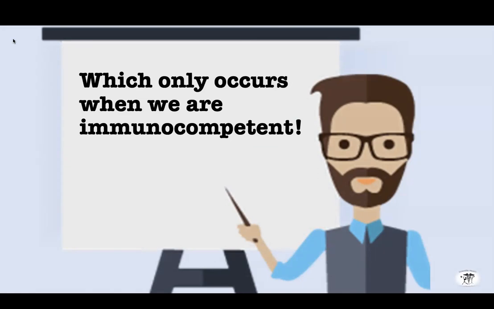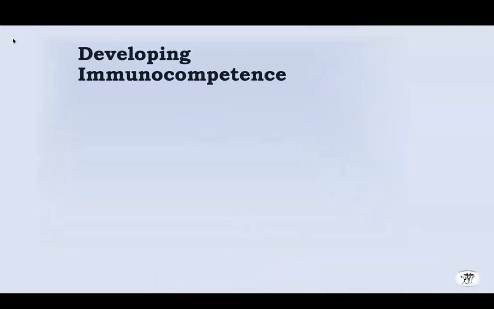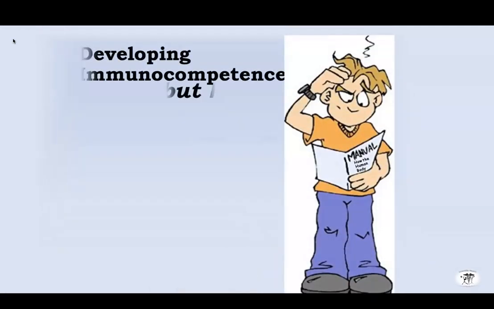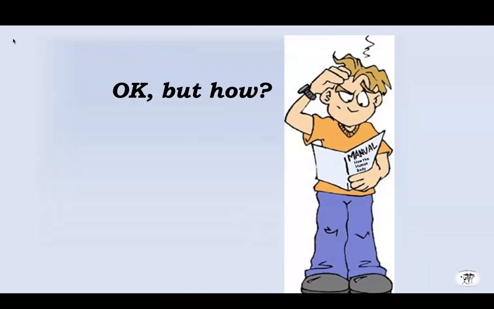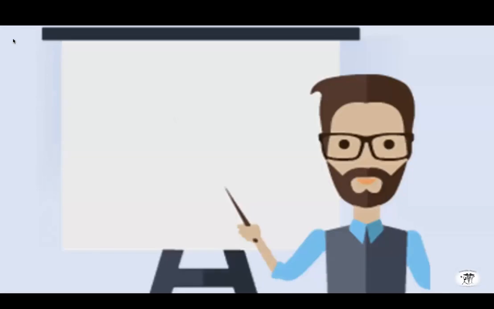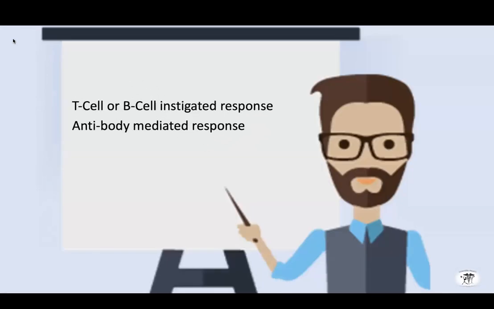And immunocompetence is based off of the ability for distinct cells to do distinct things. And when we're talking about distinct cells doing distinct things, what we're really talking about is T cells and B cells instigating a response and developing an antibody-mediated response to the various things that we might interact with that could make us sick and could make others around us become sick.